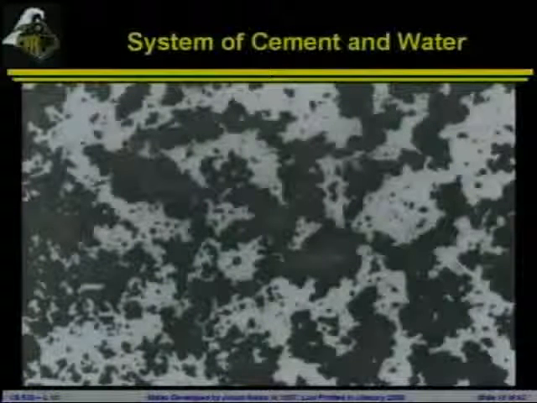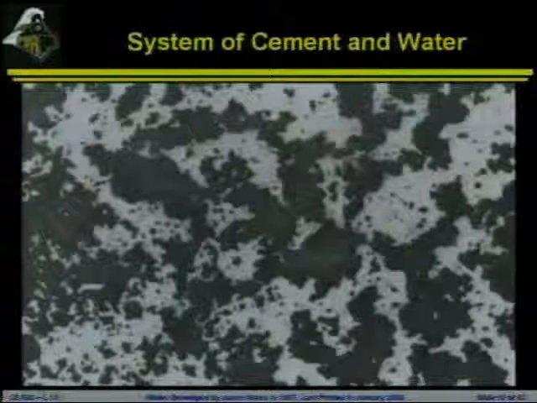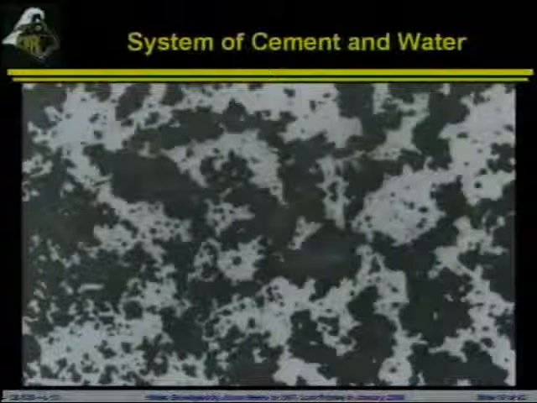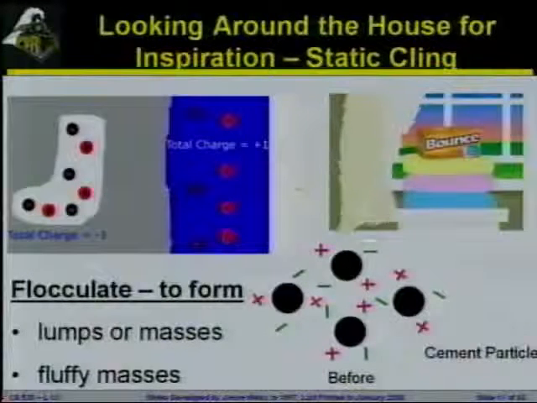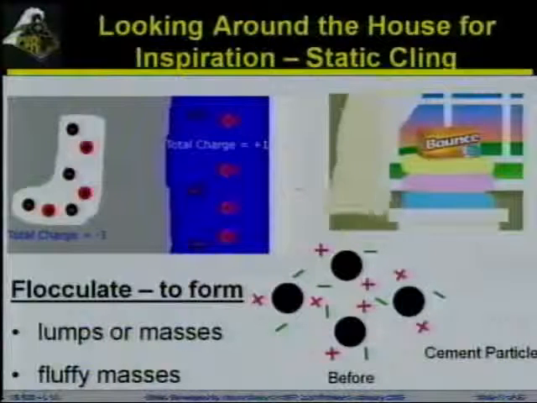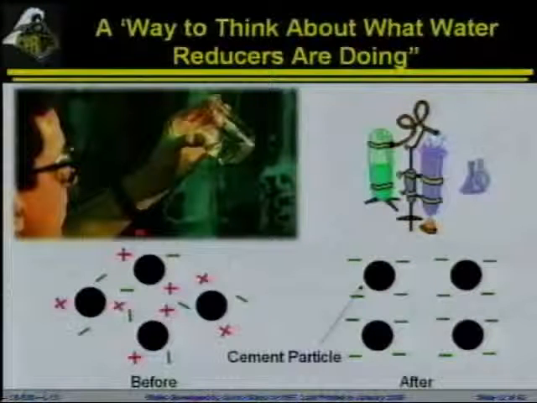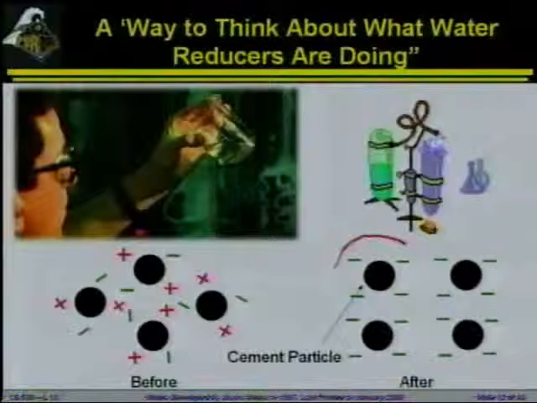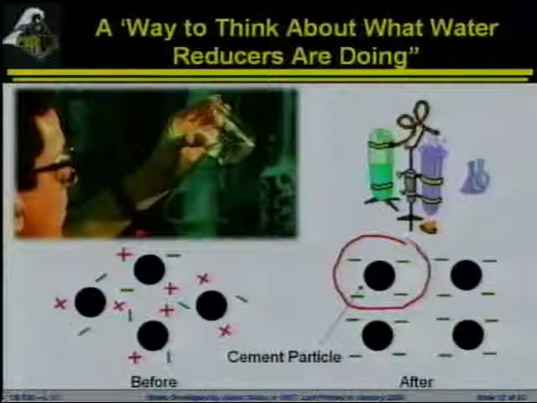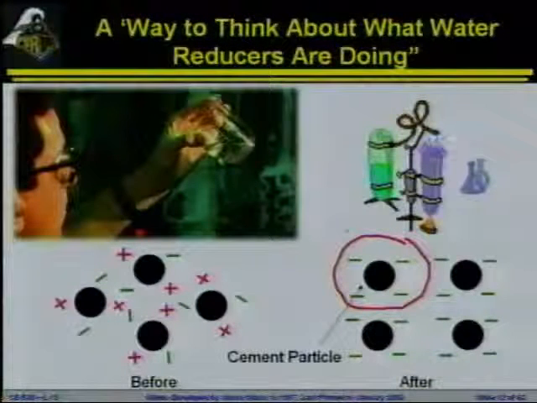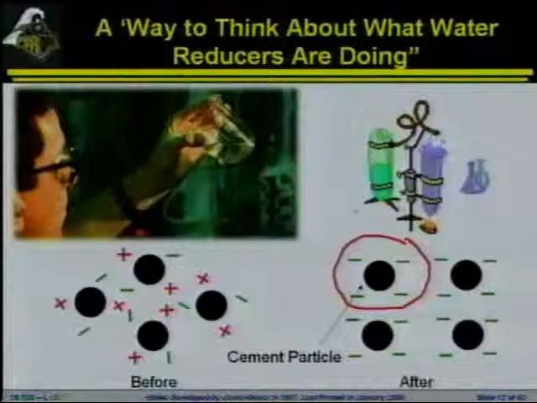We talked a little bit about the fact that we're going to use a chemical admixture to change the surface charge on the cement particles, and it was going to be a lot like the Bounce fabric softener that we were talking about. The basic idea here is we're going to change the charge that's on the different cement particles so that they're not necessarily going to want to come in contact with one another.